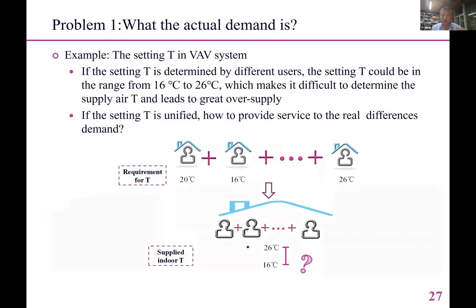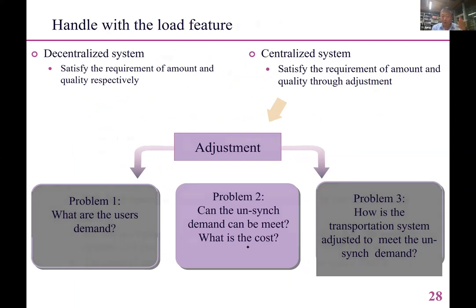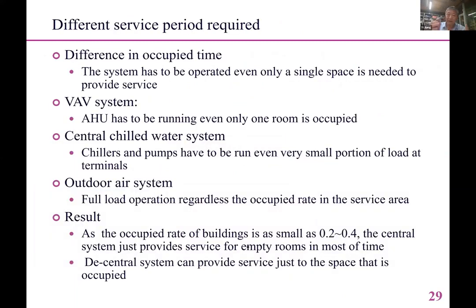Then in this situation, can the system meet the demand? You see, we're talking about different times. What happens if every space needs to be served at a different time? Then the central system has to operate. Even if only a single space needs service, they still have to turn on the whole system.